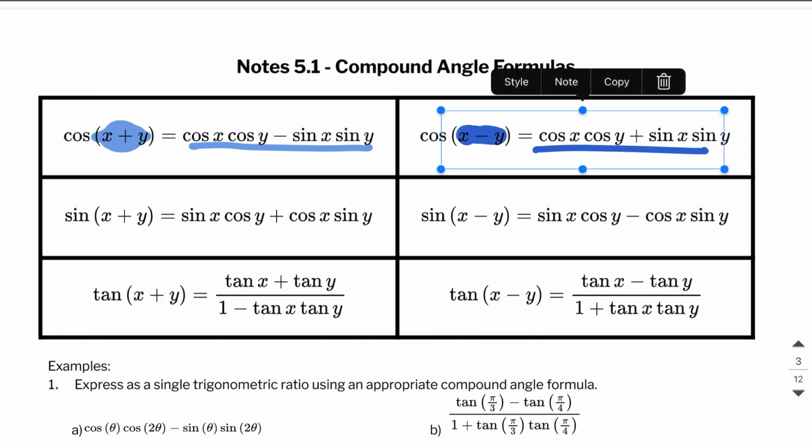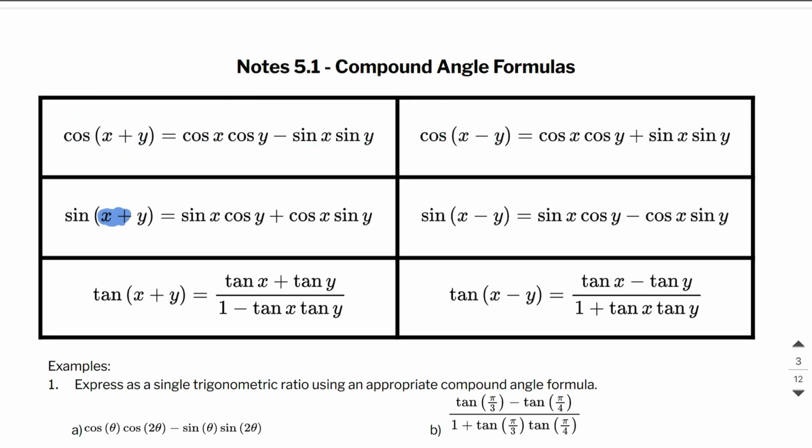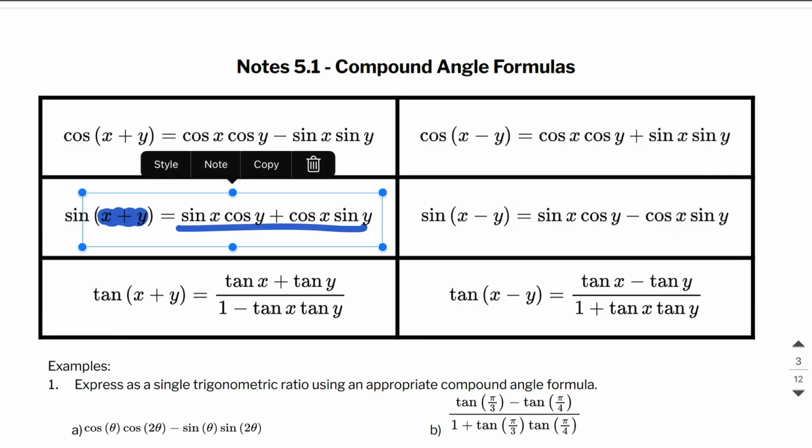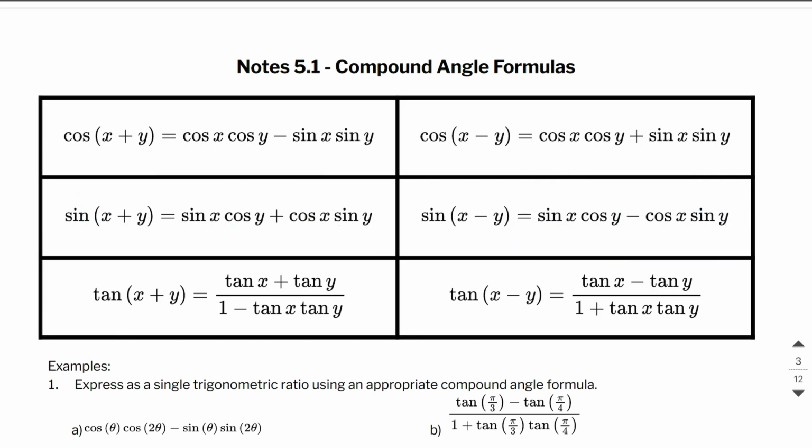If I have an angle that is the sum of two angles and I want to find the sine of that angle, I would use this formula. I would use this formula if I want to find the difference. And then the same thing is true for tangent. And I'll explain to you more in detail what I mean by all of this as we go throughout the lesson.